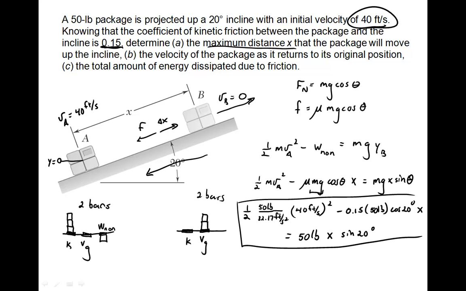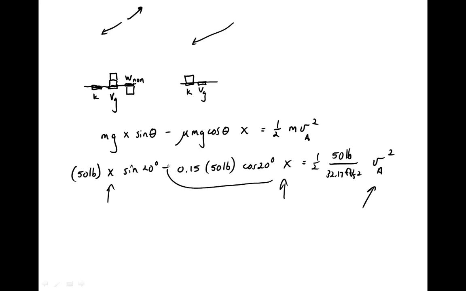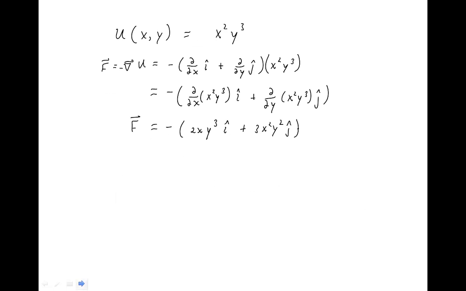Okay, part C was the total amount of energy dissipated by friction. This was energy dissipated by friction, and this was energy dissipated by friction. So if we put those together, we can find the total amount of energy dissipated by friction. All right, I just want to do one more example.